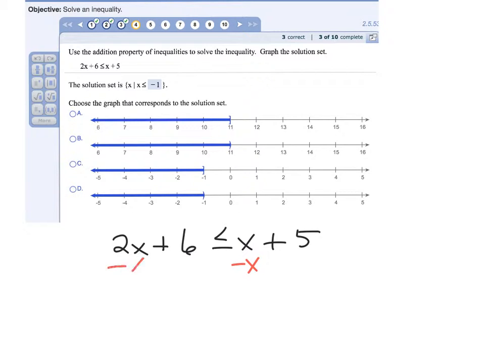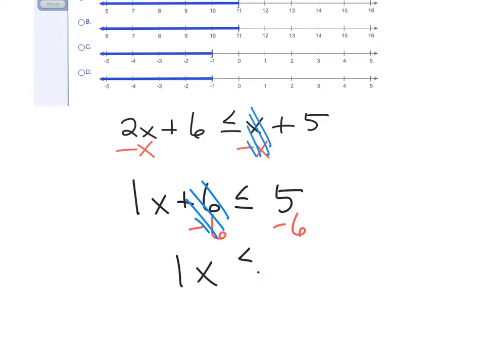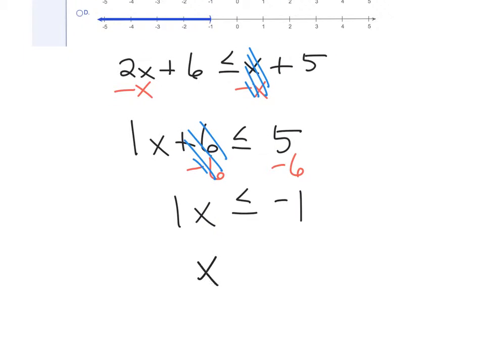So the first thing I'm going to do is subtract an x from both sides. So this becomes 0. So we end up with 1x plus 6 is less than or equal to 5. Now I'm going to subtract 6 from both sides. So I end up with, and this is a 0, 1x is less than or equal to negative 1. And so really that's the same thing as just saying x is less than or equal to negative 1.